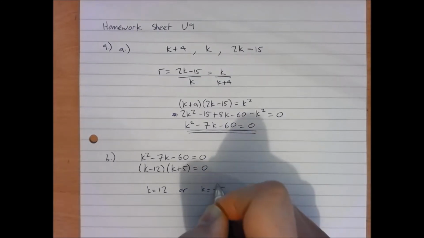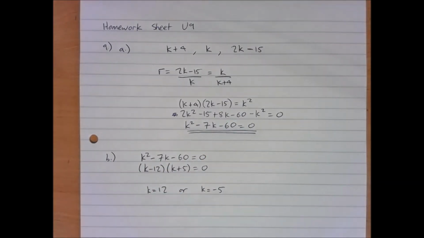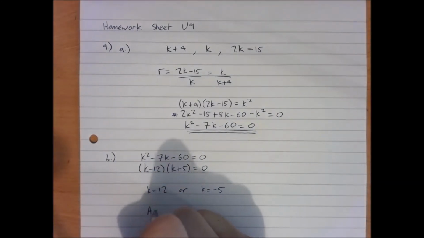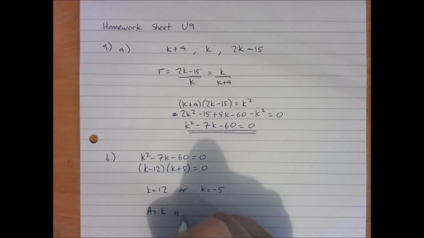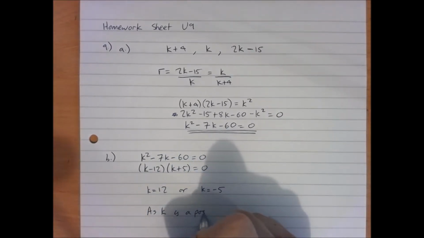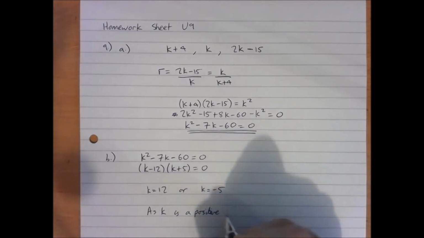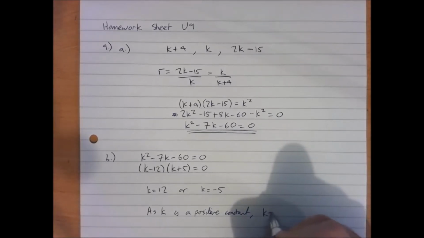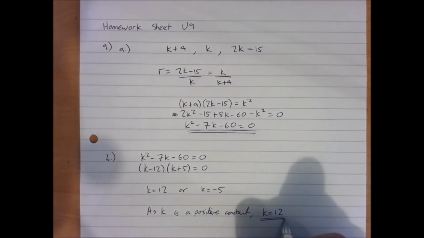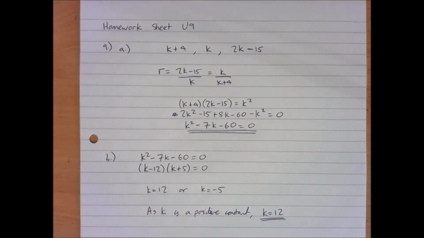However, we are told in the question that k is a positive constant. So as k is a positive constant, k must be equal to 12. It is important to include this last line because you must explicitly reject the k equals minus 5 solution.